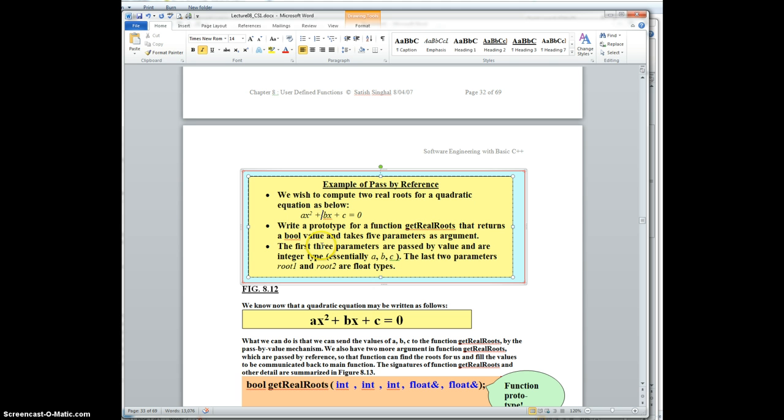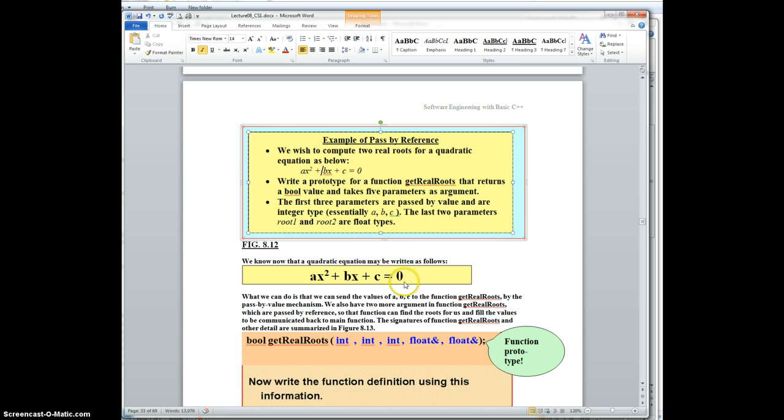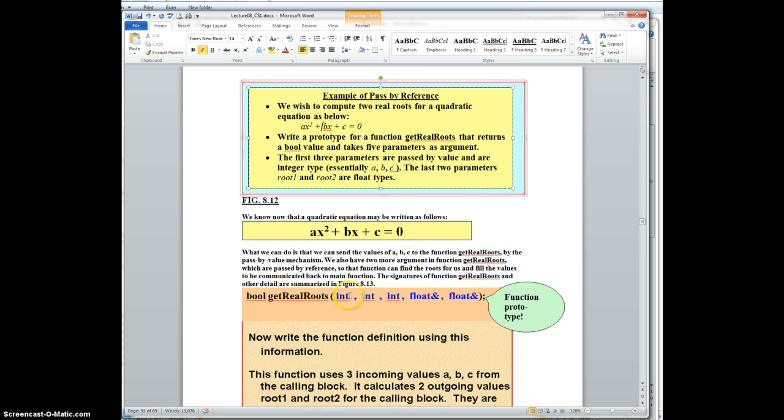So a good solution here is that we can pass 3 parameters by value, which are the integers a, b, and c, and the 2 roots that the function is going to determine, we are passing them by reference, which is the floating point type. Okay, so the prototype of the function will be this, and remember that in a prototype you don't really need the name of the arguments, you just need the data type. So this will be passing the a, this will be passing the b, this will be passing the c.